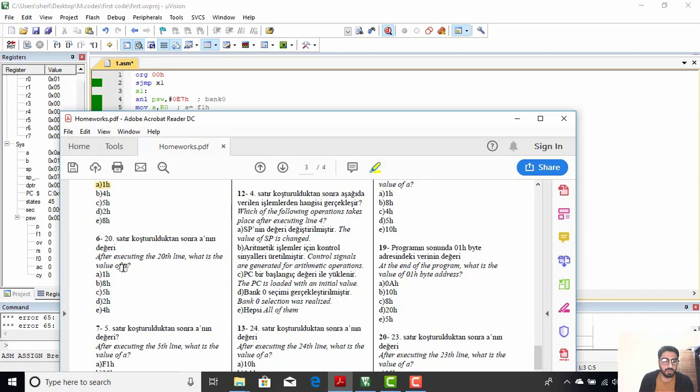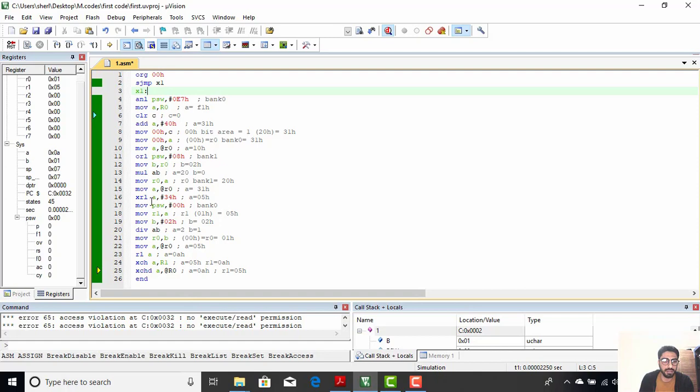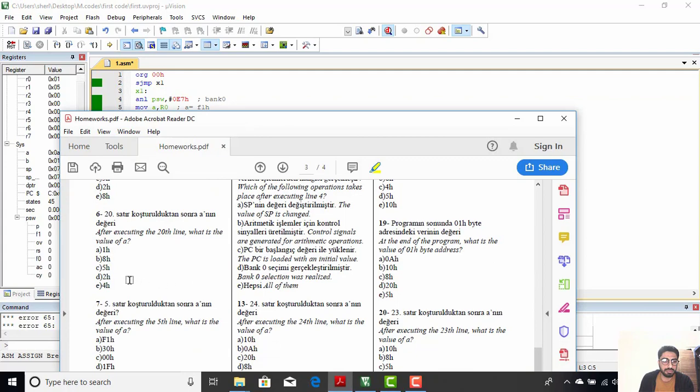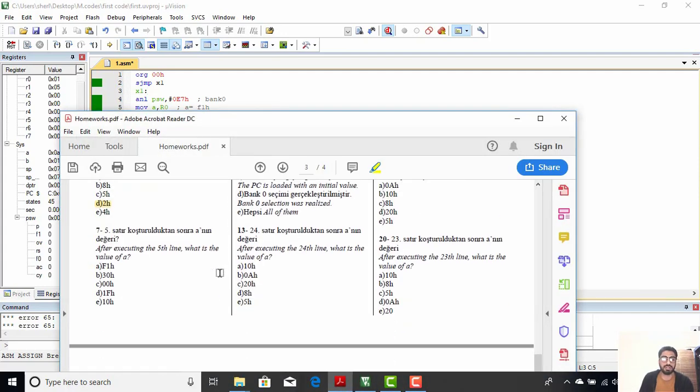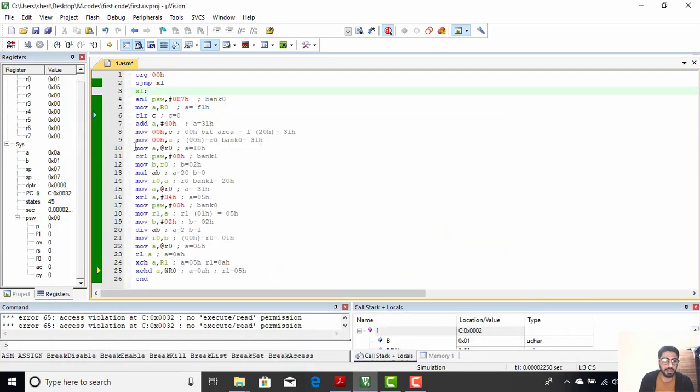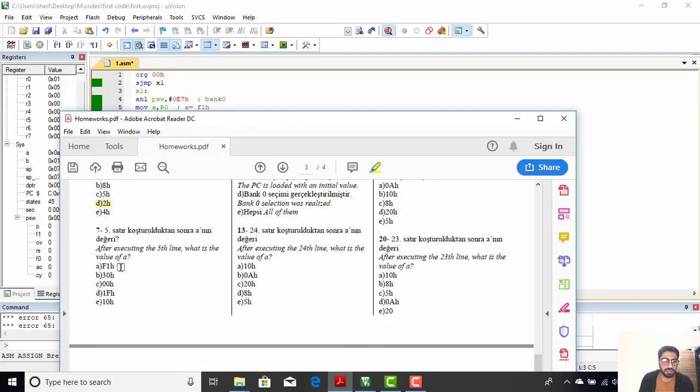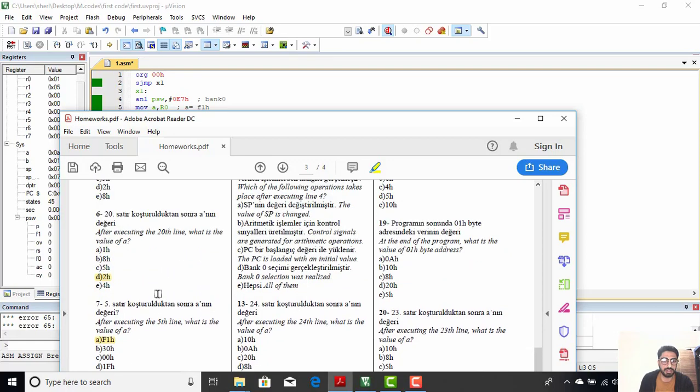After executing the 20th line, the value of A. Let's see. The 20th, the value of A, it's 2. As you can see, you can solve it so easily after executing the program one by one, no problem at all. After executing 5, the value of A is F1x. Yes, it's the right answer.